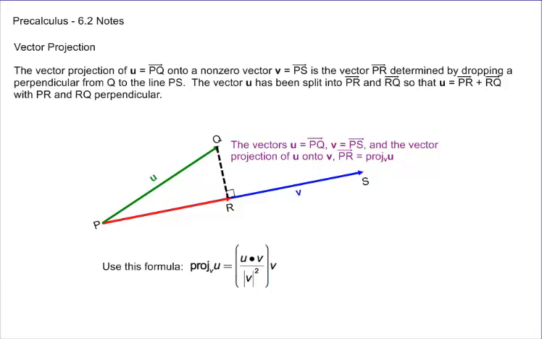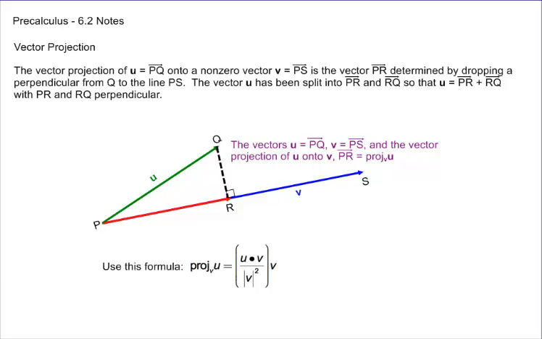Okay, vector projection. This is a little bit more of a complicated kind of thing, but it is really interesting how it all works. Basically, you're going to have a vector projection of vector u, which is this green guy, and we'll call it PQ, onto a non-zero vector. Again, you have to have a vector of some length. We're going to call that vector PS, which is that whole thing, the red and the blue together. The vector PR is determined by dropping a perpendicular line from Q to the line PS.